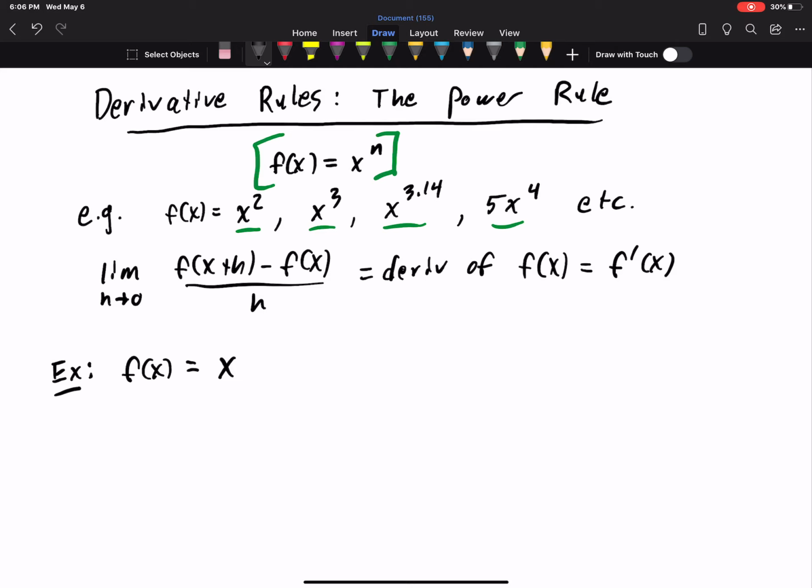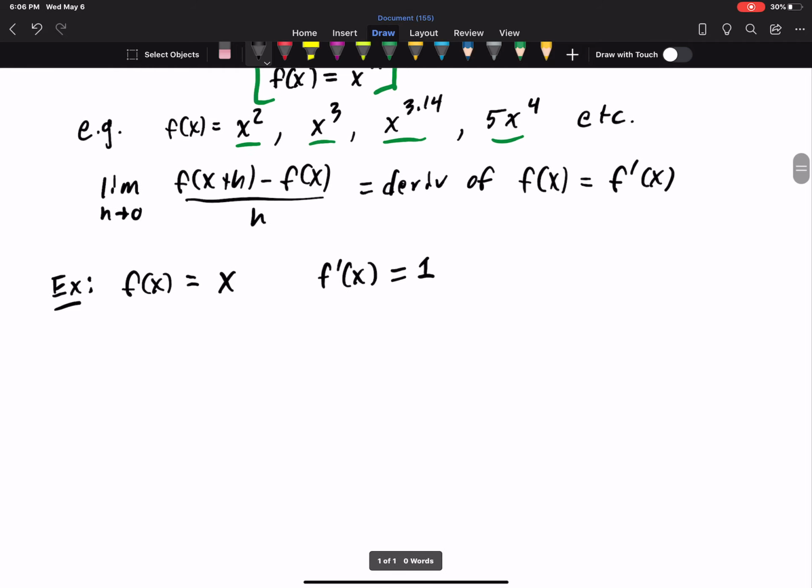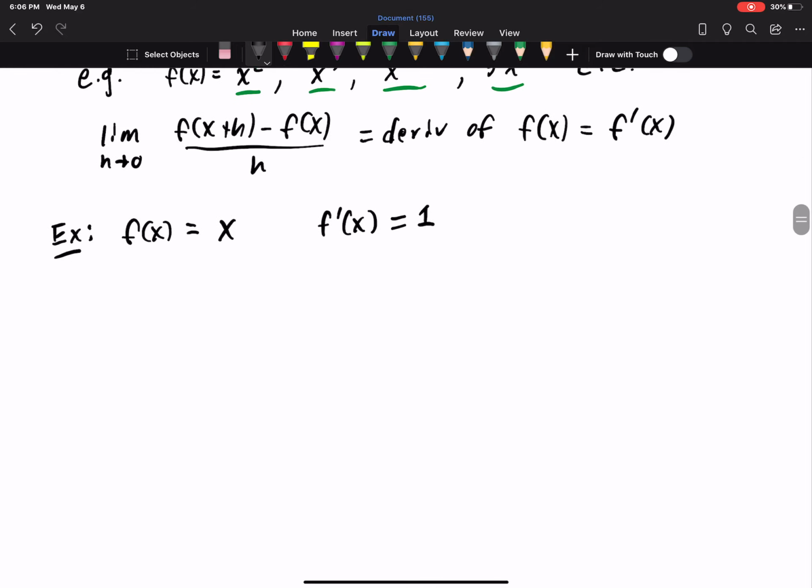So f of x is equal to x. What type of graph is that? It's a line with slope 1. Derivatives are going to represent the slope of a particular function. So f prime in this case is equal to 1. Okay? And then if we were to use the limit definition of the derivative to indeed prove that this is the case, we'll do the following.